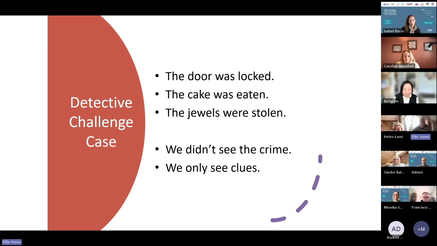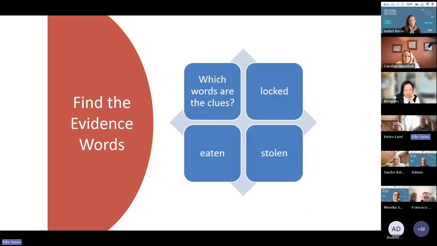Each of these sentences, 1, 2, and 3, includes a past participle, a clue word. Have a little think about which of the words in each sentence might be a past participle, and I'll show you. Let's see. If you said locked, eaten, and stolen are our past participles, you are absolutely correct. Regular past participles usually end in ed, but of course, in English grammar, we have to complicate things. There will be many irregular verbs as well.